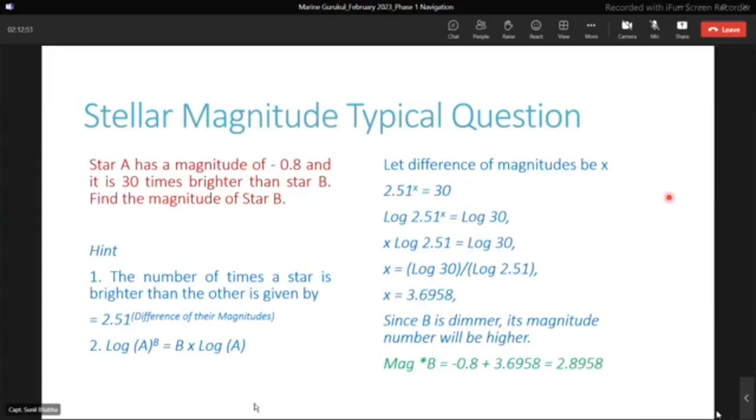No, sir. Sir, 2.51 raised to 2.8958 should come to 30, right? No beta, 2.51 raised to 3.6958. This is the difference. Okay, so you can try that out. Just punch in the calculator and see if it comes to 30.